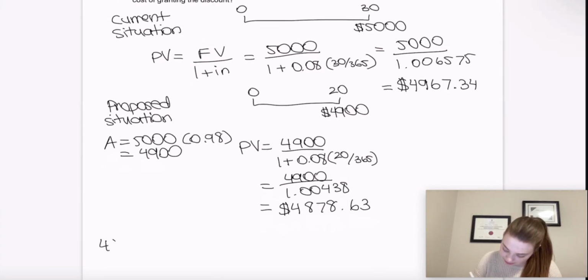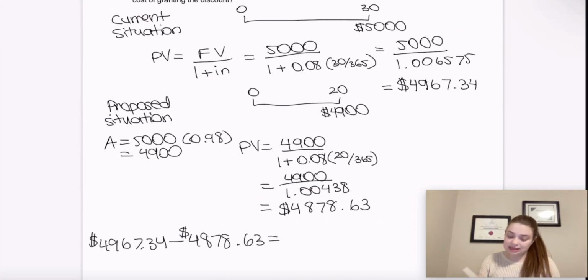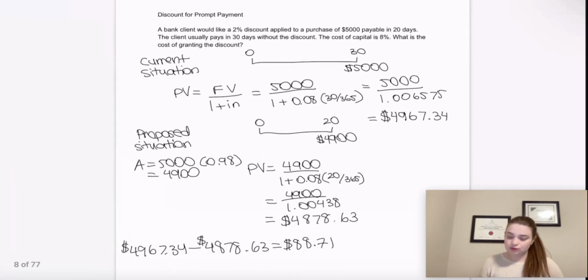So we just need to do $4,967.34 minus $4,878.63, because these are both in today's money. These are both the present value scenarios here. So let's do that. $4,967.34 minus $4,878.63 is $88.71. So therefore, the cost of agreeing to the client's proposal will cost us $88.71 right now today, essentially.